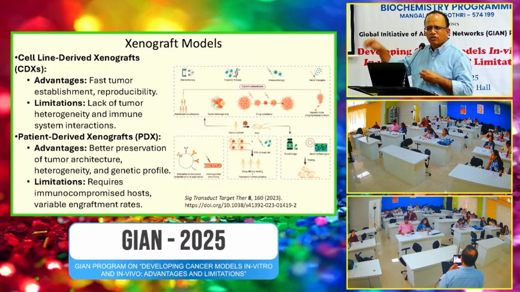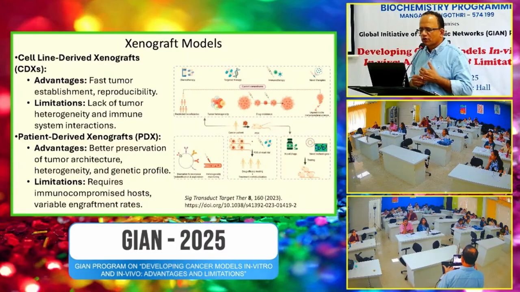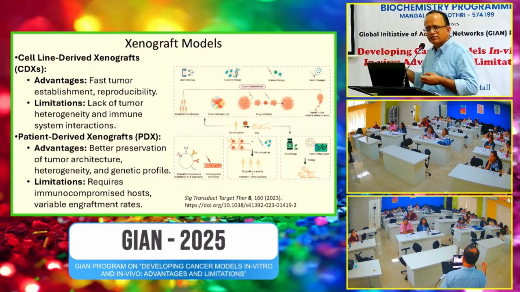That's it. That's why, if you submit a paper, I don't know who has any experience, reviewers ask, okay, there is no tumor microenvironment in this. You're just showing the tumor reduction. That's not enough. So the patient-derived xenografts are better. They preserve tumor architecture, heterogeneity, and genetic profile, because you're taking the patient tumor, and whatever the genetic profiling is in the tumor, it's still there.